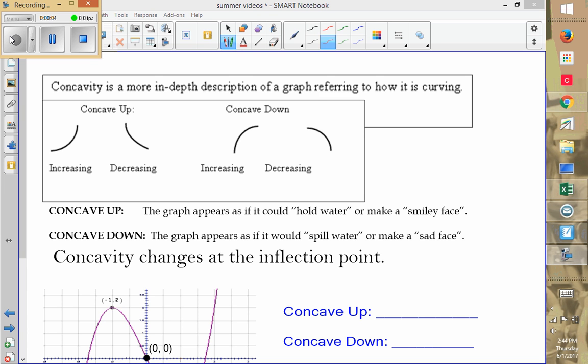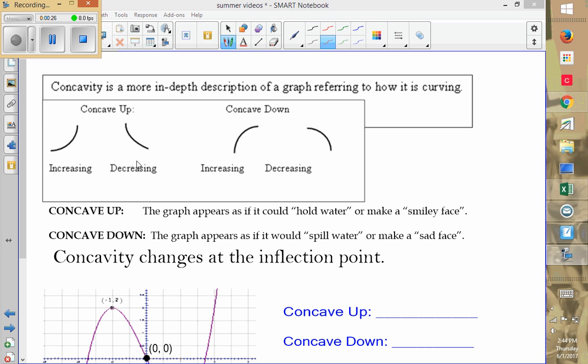Other than increase and decrease, another characteristic of a graph that is often looked at is what kind of concavity the graph has. Concavity is talking about how a graph is curving. Does it have a curvature up or does it have a curvature down?